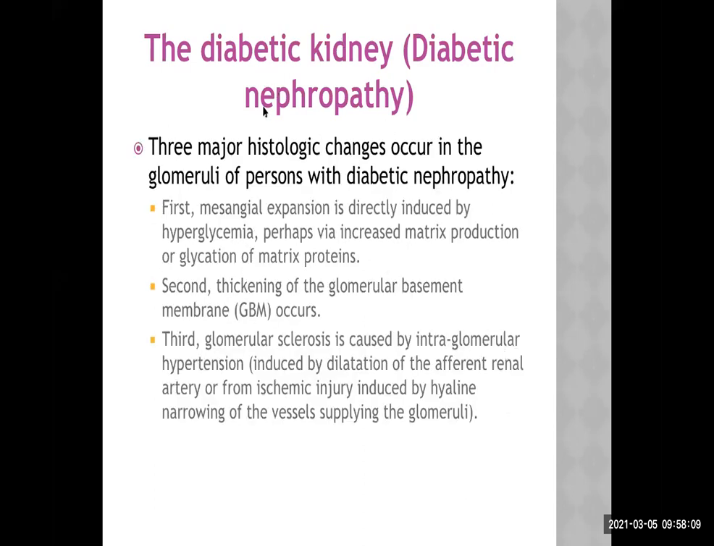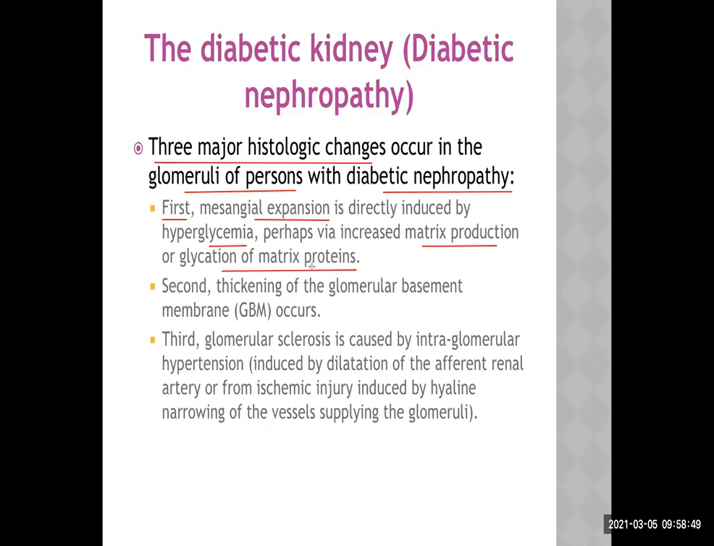Now, let's move on. There are three major histological changes which occur in the glomeruli of patients with diabetic nephropathy. So these are glomerular pathologies which develop in diabetes. Now, what are those? First, there is expansion of the mesangium. Mesangium is an intercellular space in case of nephrons. They are directly induced by hyperglycemia, perhaps via increased matrix production or glycation of the matrix protein.